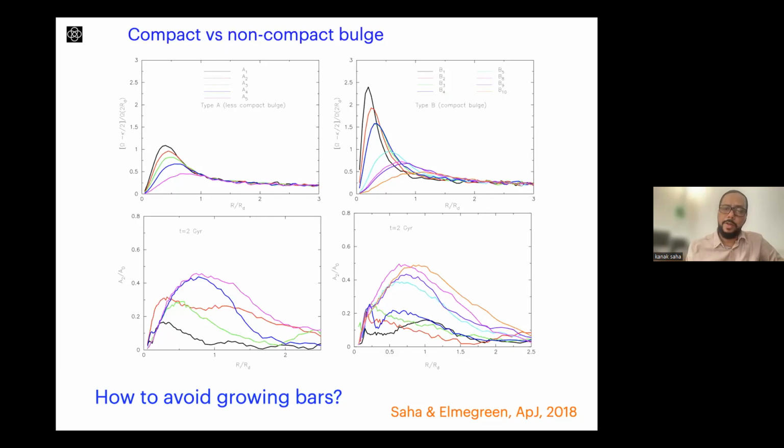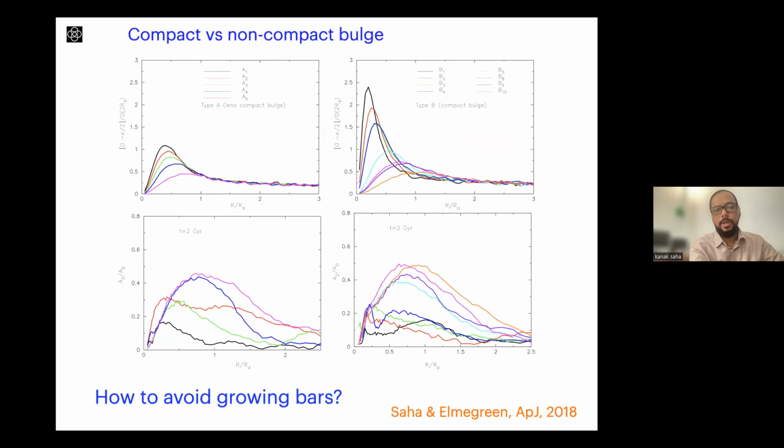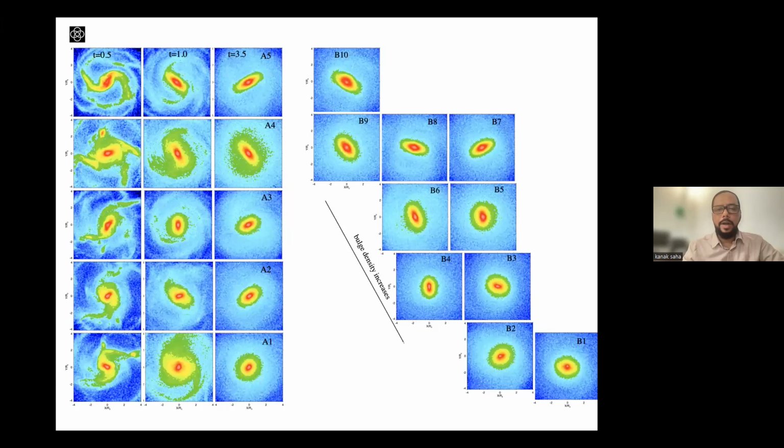And there is a variation to this. At a glance, on the left side is one kind of model, the type A series, the type A bulge, and on the right side is the type B. You can see clearly that the models which have a very compact bulge don't seem to form a bar at the end, like A1, and here B2, B3, you can see.